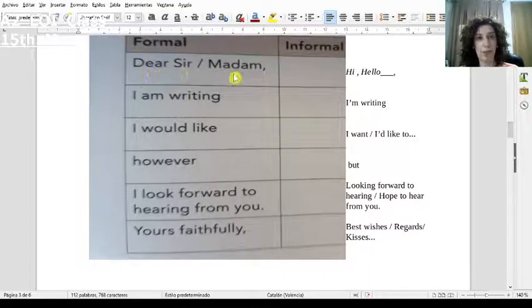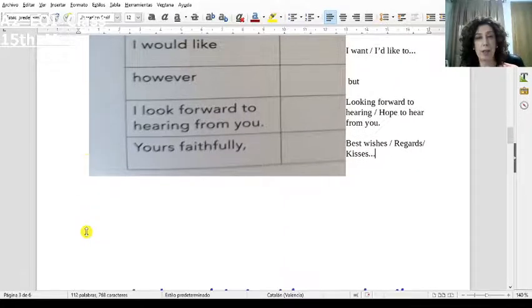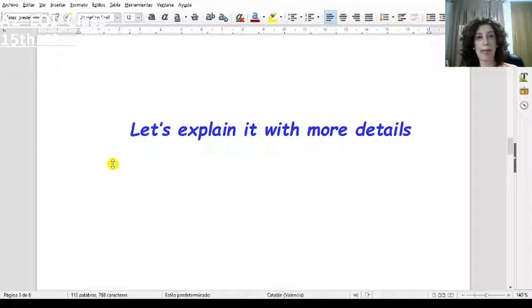Then we learned how to write informal letters, but now it's time to write a formal letter. Dear sir, madam, we don't know the person. Then we have to finish the letter, yours faithfully. Then the purpose, I am writing to, linking words, and we always end the letter, I look forward to hearing from you. Yeah? Well, this is the explanation of this book, but I'm going to explain other information, so let's explain it with more details.